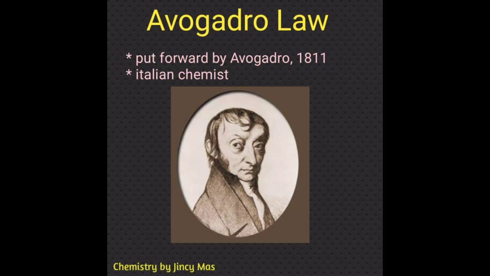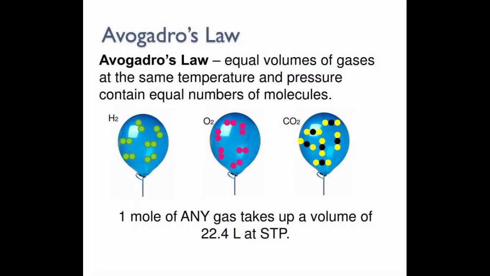Next, let's consider Avogadro's law. This law was put forward by Avogadro in 1811. He was an Italian chemist. Avogadro's law states that equal volumes of gases at the same temperature and pressure contain equal numbers of molecules. You can see here hydrogen, oxygen and carbon dioxide, different gases. If they are taken in equal volumes at the same temperature and pressure, these all will contain an equal number of molecules regardless of the size of the molecule or anything.